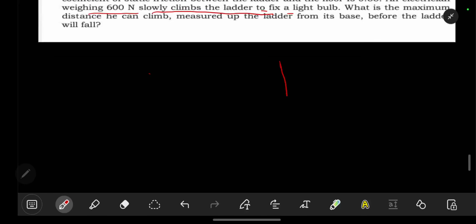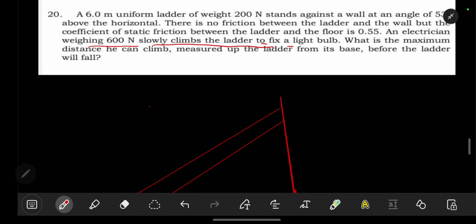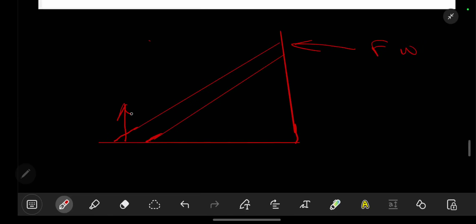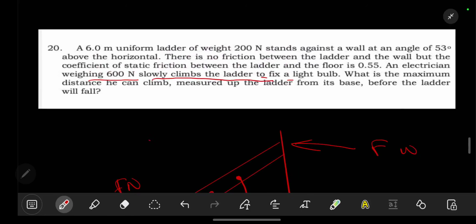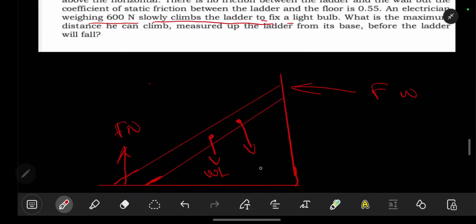So this one is just the same problem. So we have this type of situation. The electrician is moving, but I've just solved it so that you can be more and more conversant. So now what we are going to have is the force on the wall like that. Remember, we have the force on the wall, we have the normal force like that. It's uniform, meaning its weight is concentrated at the center. So we have the weight of the ladder. Then we have the weight of the electrician, like that.